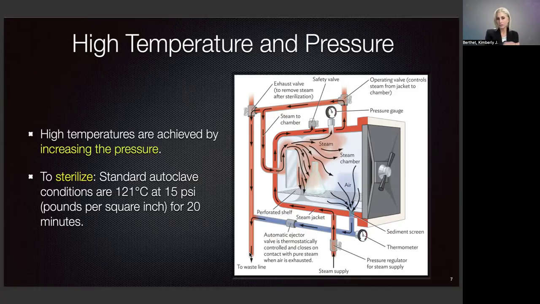autoclave. Those little sacs allow for steam to penetrate inside the bag, and there's actually a chemical change, a color change that you can observe to be sure that the actual autoclave worked and that it heated up to a standard temperature. The autoclave works by steam and pressure. So it heats up to 121 degrees Celsius at 15 psi. So that's the pressure. And it runs for approximately 20 minutes or more. 20 minutes is the standard, though.